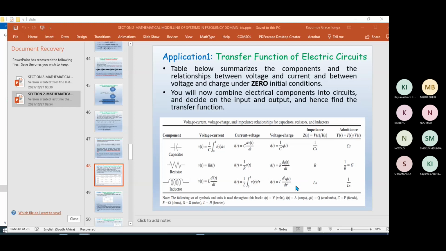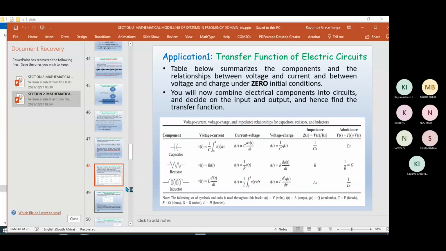As you can see, we have these different components. We have the voltage-current, the current-voltage, and we have also what we call the voltage-charge. But this one we are not going to use, I think, this year, though it's also important for you to know. And we have also the impedance law. I'm going to explain it later so you can understand how we find this value.